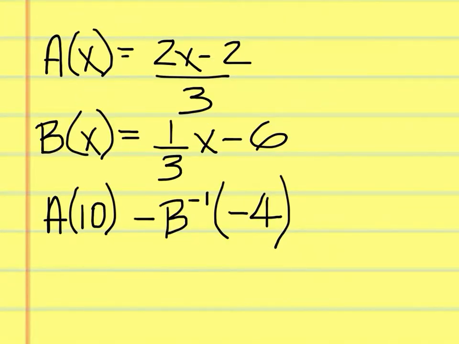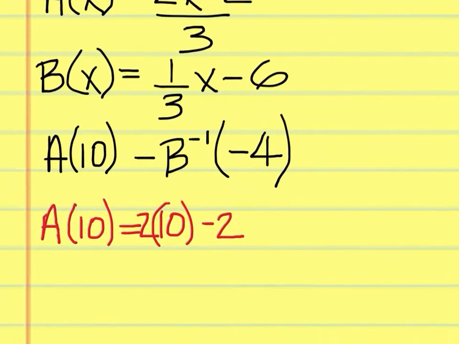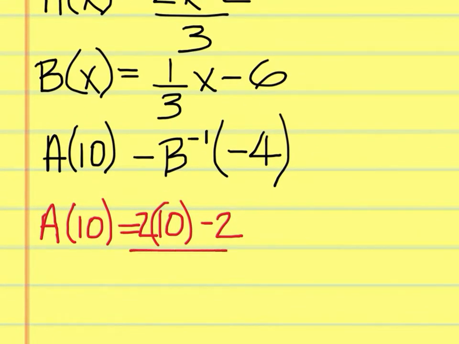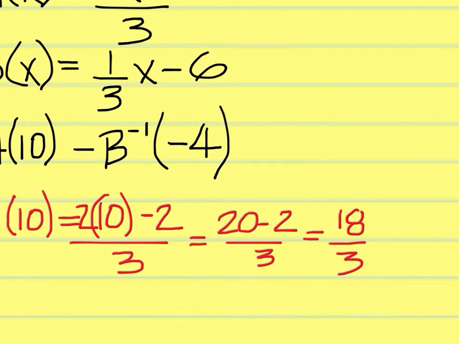Alright, we don't need an inverse of this one. Notice it just says a of 10. So we can do a of 10 now to come up with 10 multiplied by 2 and then minus 2. We will be dividing all of that by 3. So 20 minus 2 over 3 is 18 over 3, which neatly comes out to be 6.